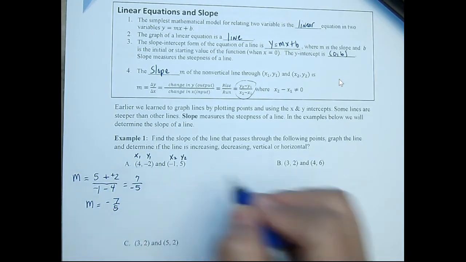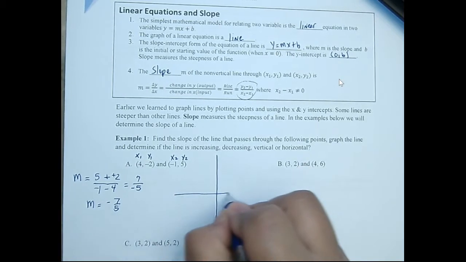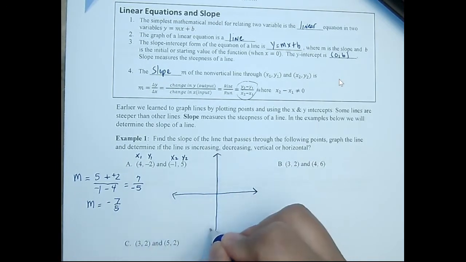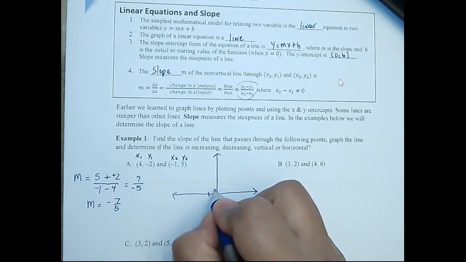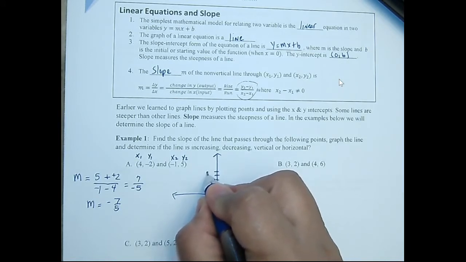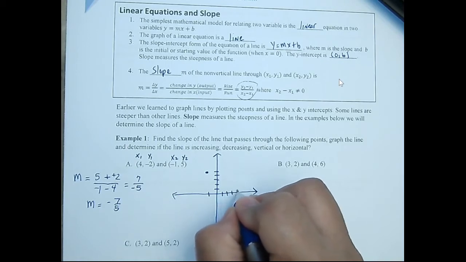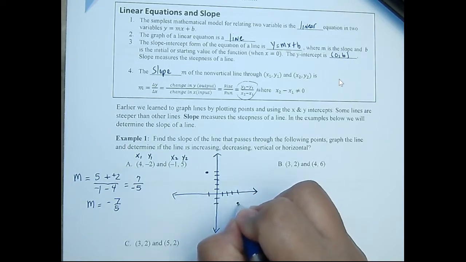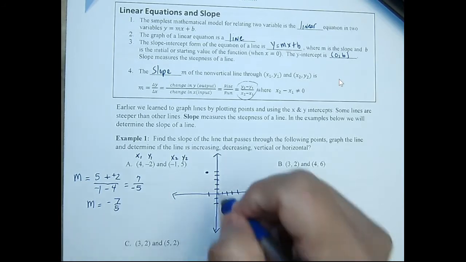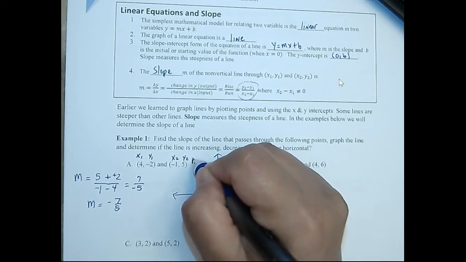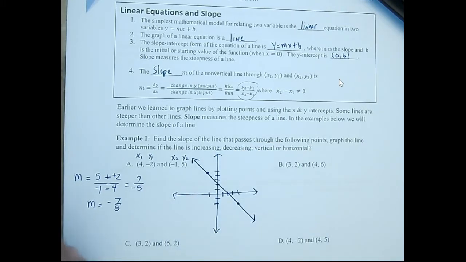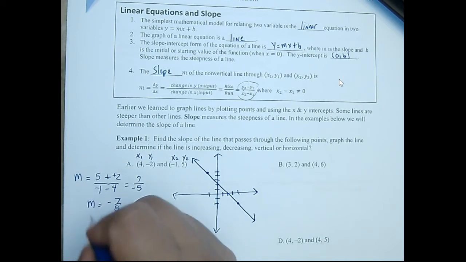So if we want to graph this line, recall from the last lesson that we can graph the line using these 2 points. So we have (negative 1, 5) right here, and (4, negative 2). So there's my point. I'm going to draw my line. And if we're reading this graph from left to right, you can see that the graph is decreasing. So we say that the line is decreasing.